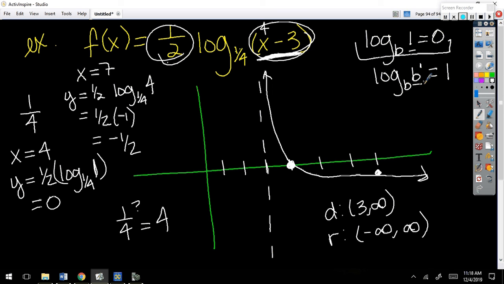It'll never be on the left side because you would have an error. You can't take any base that's not negative, raise it to some power and make it negative. It just doesn't work. So that's why they're not over there.